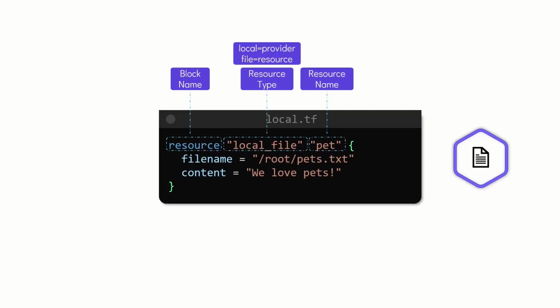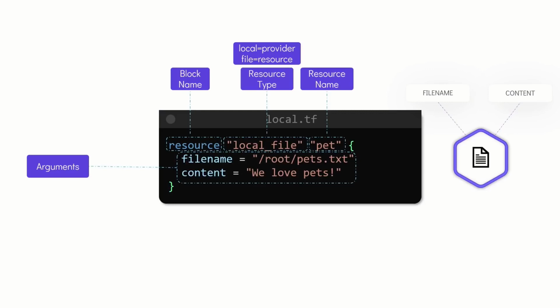And within this block and inside the curly braces, we define the arguments for the resource, which are written in key value pair format. These arguments are specific to the type of resource we are creating, which in this case is the local file. The first argument is the filename. To this we assign the absolute path to the file we want to create. In this example, it is set to /root/pets.txt. The second argument is content. To this, let us add the value "We love pets".